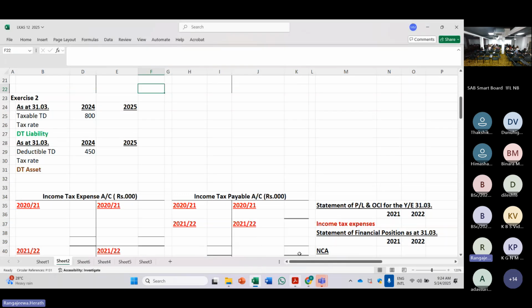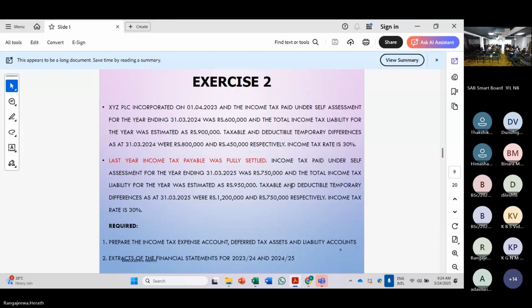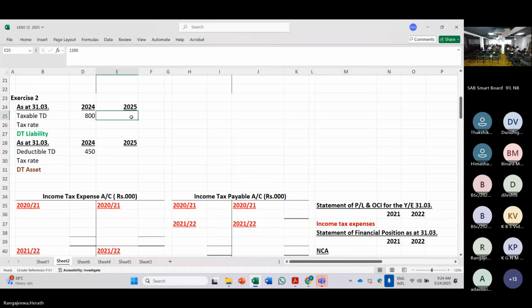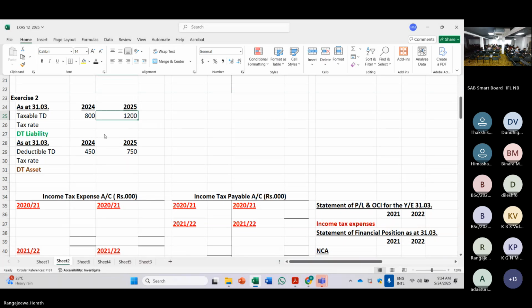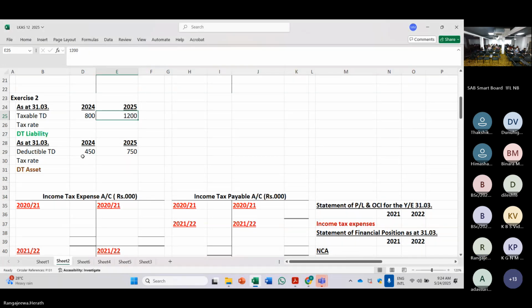Then the second year 2025, let's take this one as well. Taxable and deductible temporary differences as at 31st March 2025 are 1.2 million and 750,000. Right? And for 25, 1,200 and 750. These are given in the question. The tax rate is given to us, 30%.